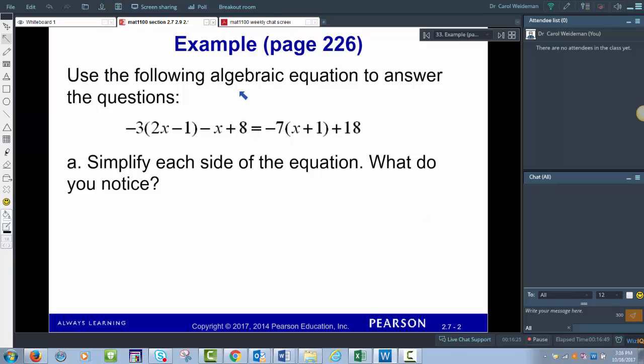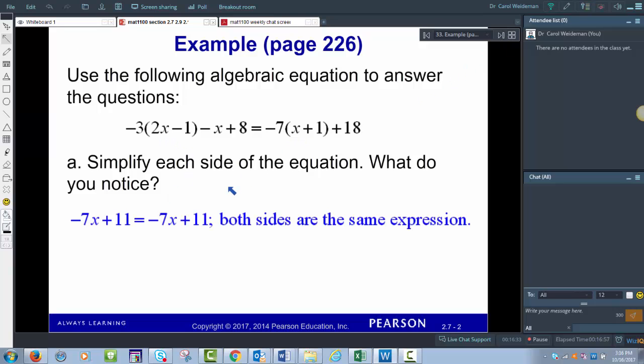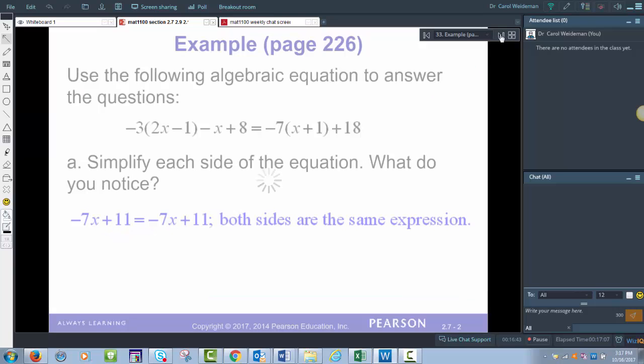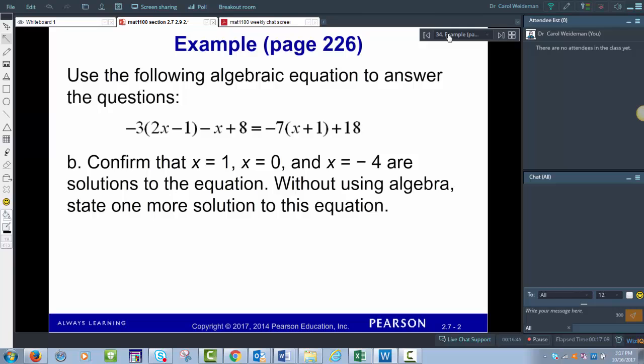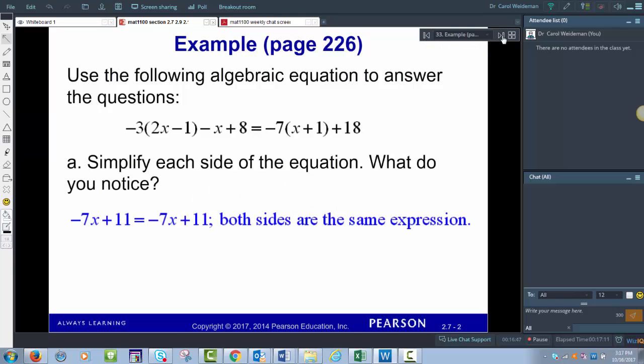So use the following algebraic equation to answer the questions. Simplify each side. What do you notice? So we're going to go ahead and simplify each side of this equation. And when we simplify it, we end up with exactly the same expression. And again, we could go one more step and add 7x to both sides, and then we get 11 equals 11.